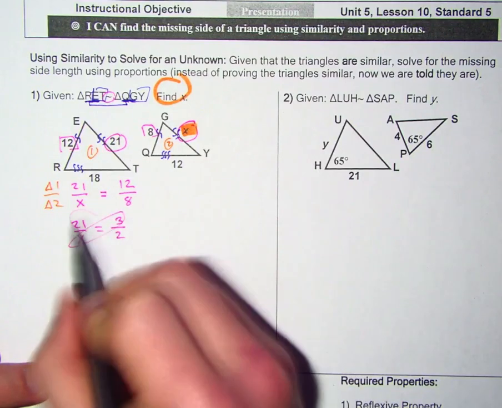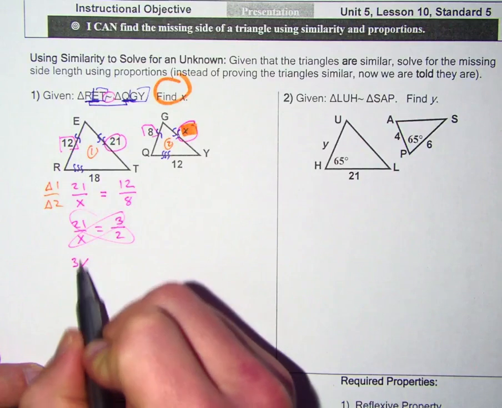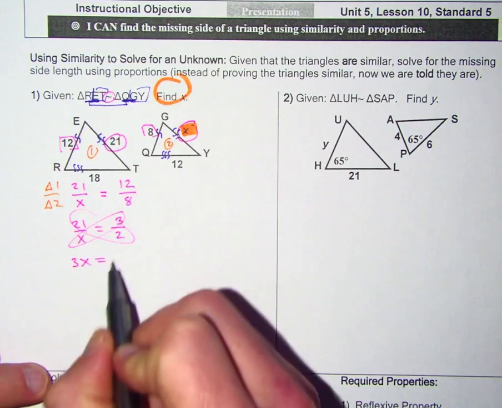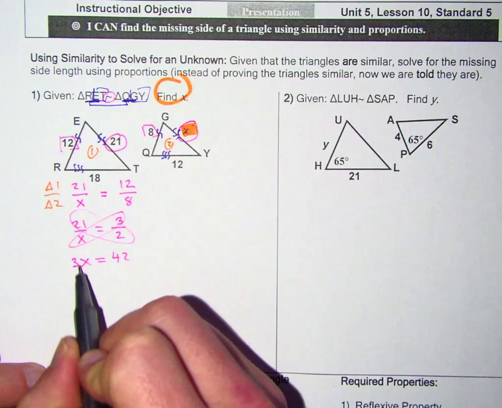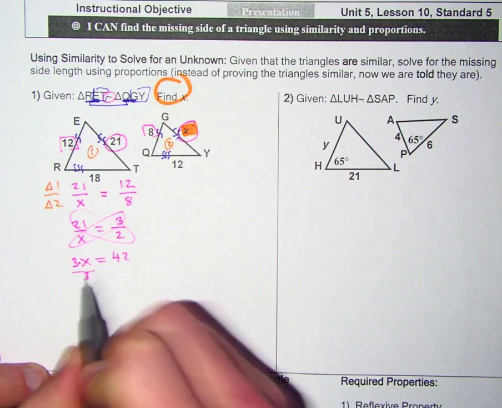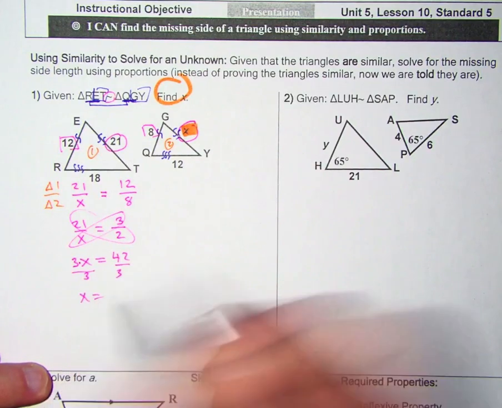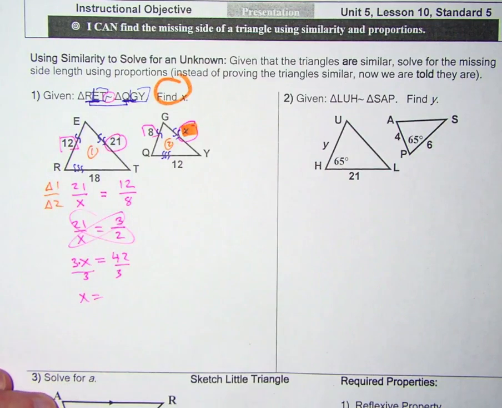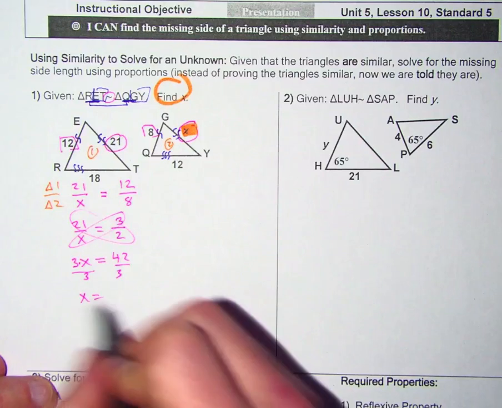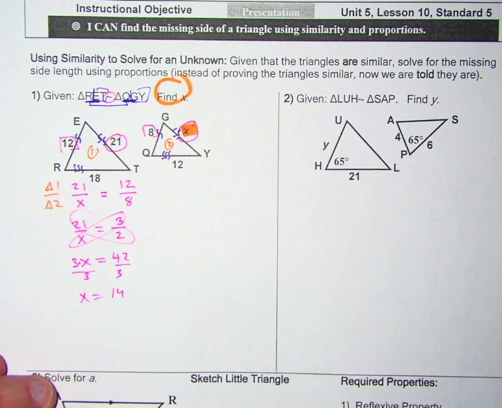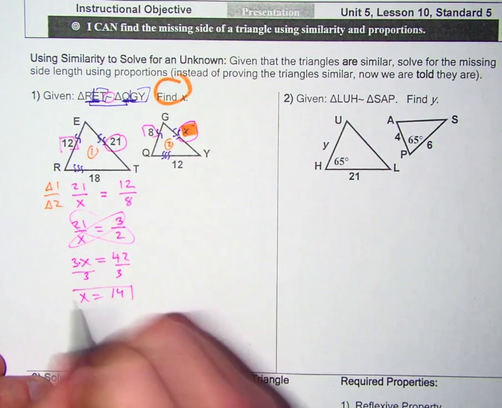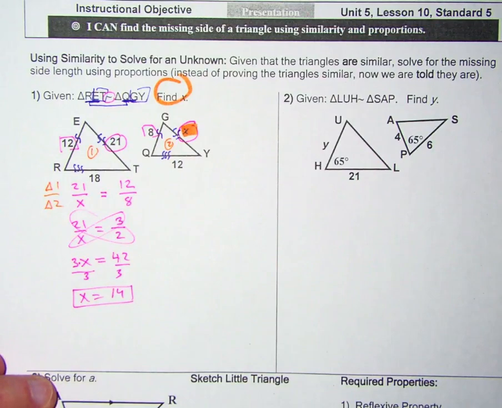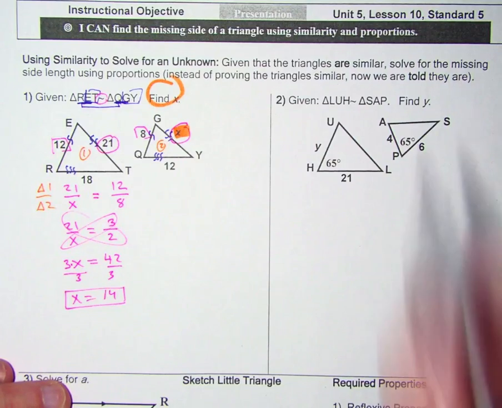Now you can cross multiply. 3 times x is 3x. 21 times 2 is 42. Let's undo this multiplication of 3 with division of 3. And your x is looking to be, is that 15, 14, I think. 30, yep, 14. There we have it. That's how we solve for the missing side. You can try the same over here.